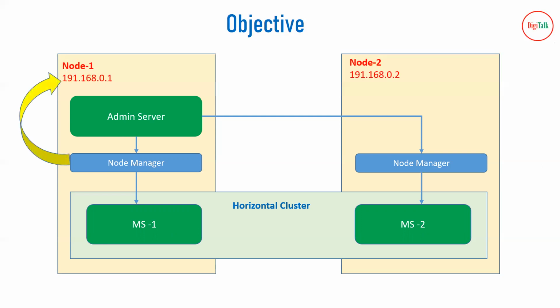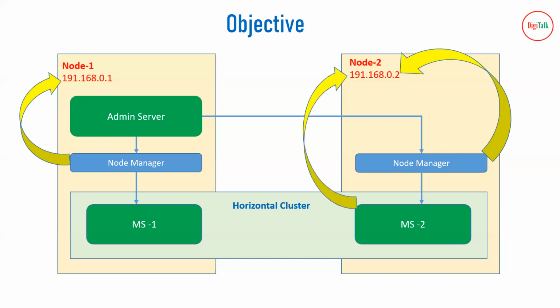Now, the important thing to note is that your node manager will listen on the IP address of node 1 because it is running on node 1. So when the admin server issues a command to control managed server 1, which is running on node 1, you have to make sure that your node manager is pointing to the IP address of node 1. Similarly, for the node manager running on node 2, you have to assign the IP address of machine 2, because it is running on node 2.